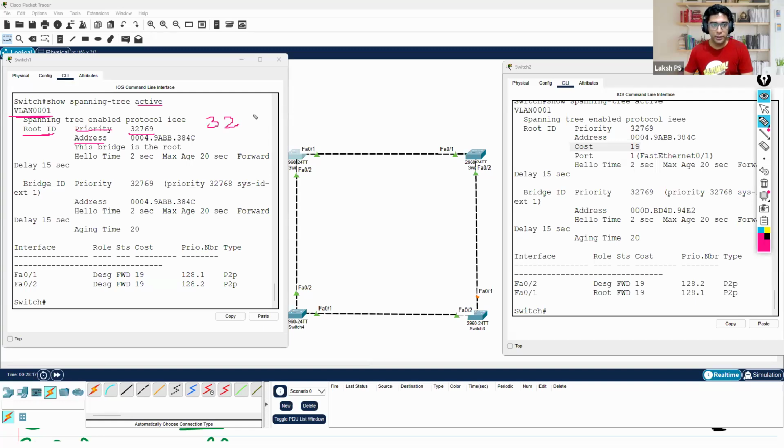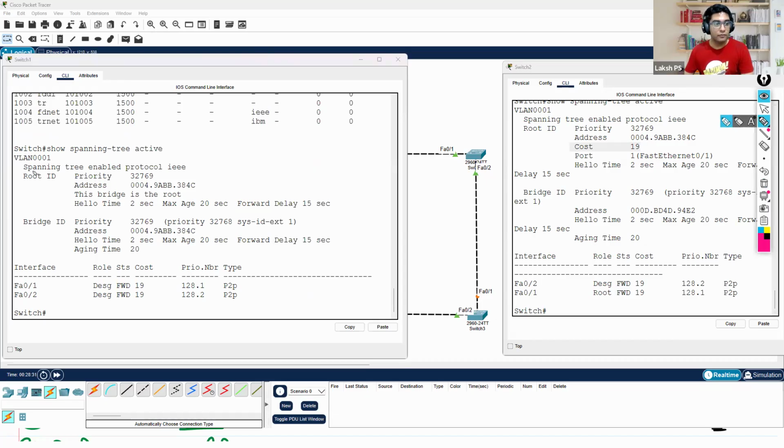Now, why is it 32769? We learned that the default priority is 32768. Why is it showing 32769? The reason is that the VLAN number, whatever VLAN you are running the spanning tree for, gets added to the priority. So 32768 plus the VLAN number, we call that the system ID extension. 32768 plus 1 gives us 32769.